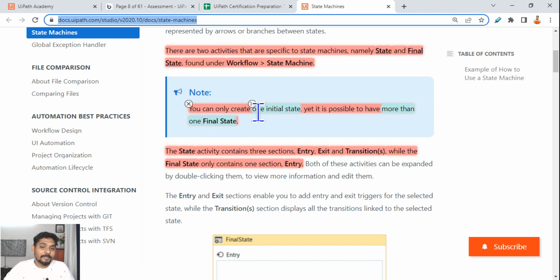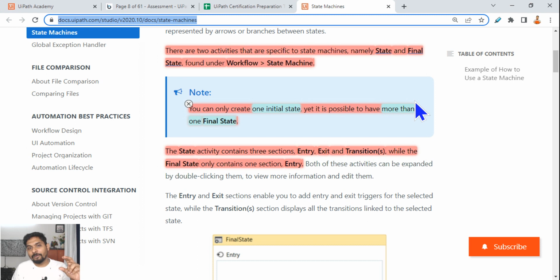You can only create, look at the note, you can only create one initial state, yet it is possible to have more than one final state. So if there is a question around this sentence, how many initial states can you have? Only one initial state. And how many final states can you have? Multiple final states you can have.